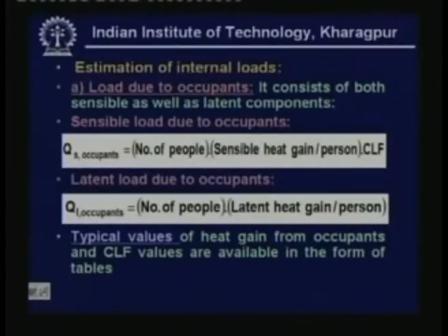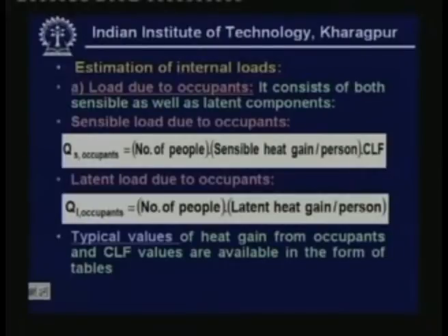As we know, the load due to occupants consists of both sensible as well as latent components. Because sensible heat transfer is due to heat transfer between the human body and the surrounding air, and latent heat transfer is because of evaporation and respiration from the body. So, sensible load due to occupants is given by the number of people multiplied by sensible heat gain per person multiplied by CLF, where CLF is the cooling load factor.